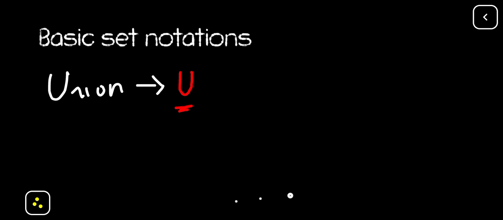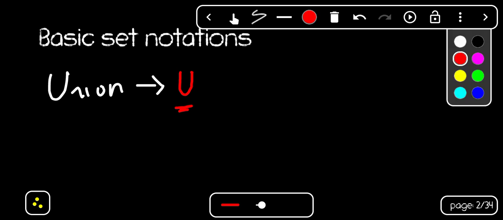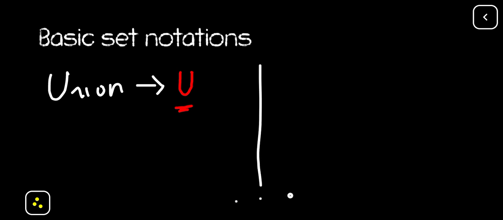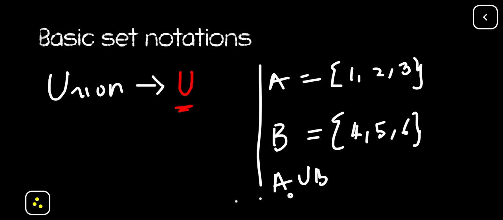Now, what does union mean? So let's say you have a set A having elements 1, 2, 3. And let's say a set B having elements 4, 5, 6. Now, if they ask you what is A union B, now we do not know this.